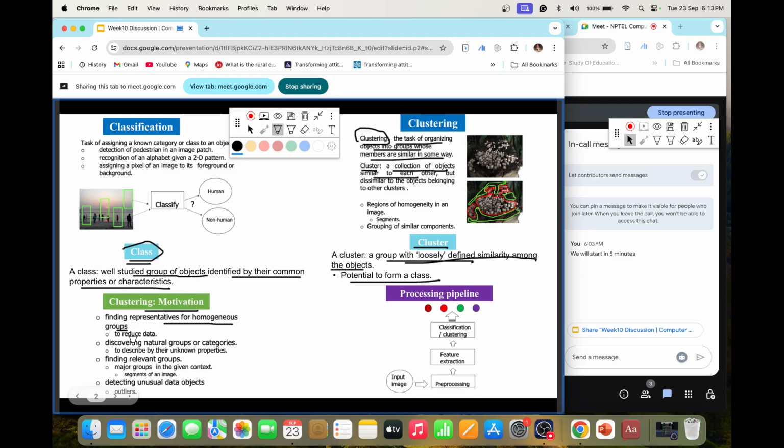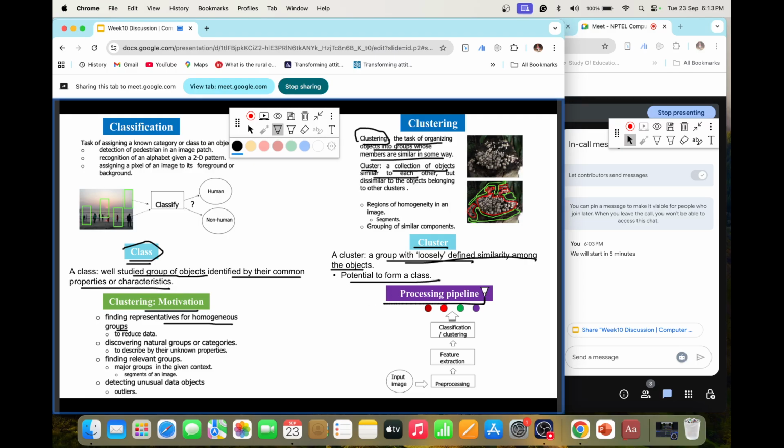And second, to discover natural groups or categories. And then finding relevant groups and detecting unusual data objects, that is very important. Like in a fruit basket, there may be some impurity or some wrappers, etc. So that we will not consider as a similar object. If we can cluster the similar things, we'll cluster only fruits and we will leave the other things behind. So that is the motivation of clustering.